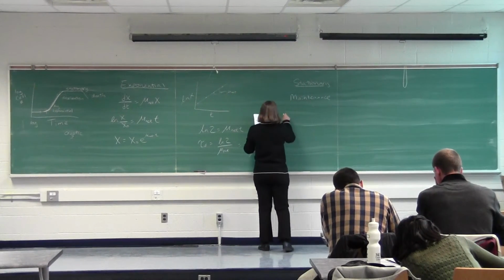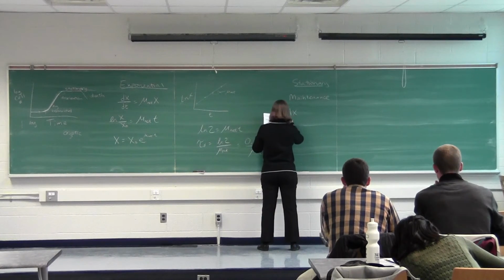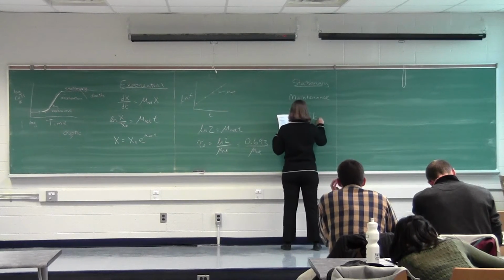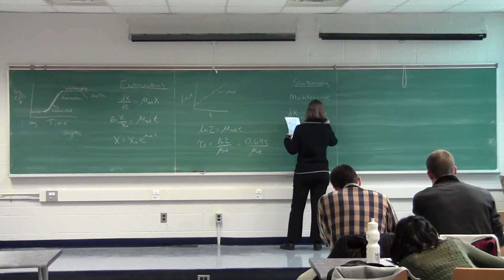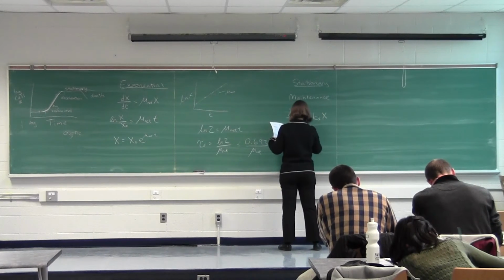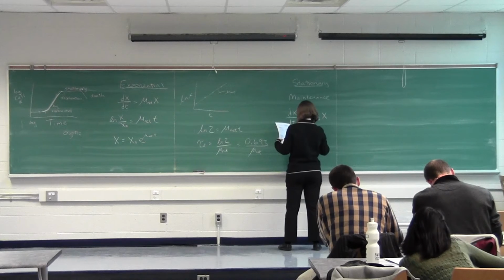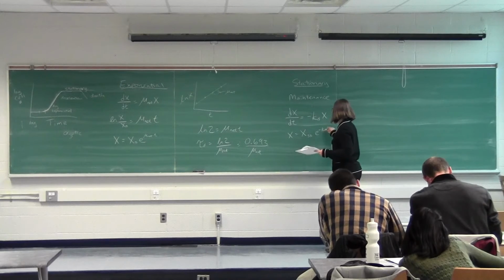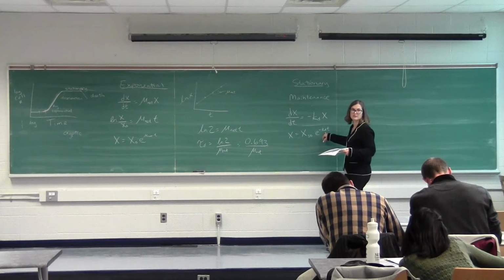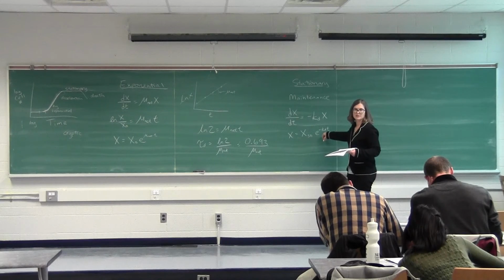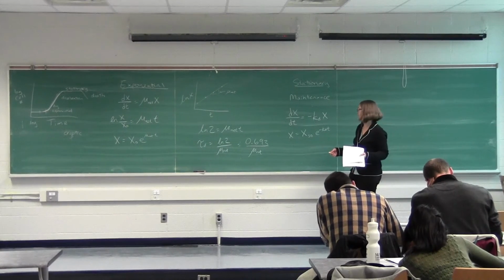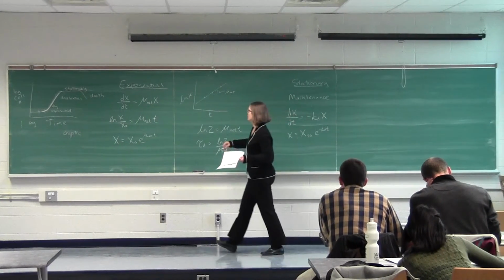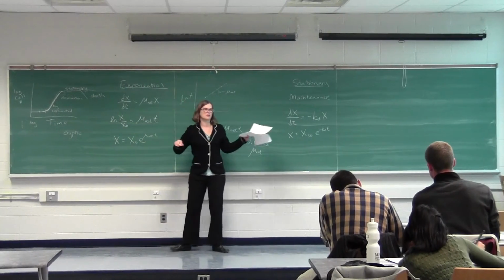So we model that by saying dx by dt equals minus kd x, or x equals x s naught e to the minus kd t. To get it truly stationary, what you're actually having is a balance between your cell growth rate at that point and your cell death rate.